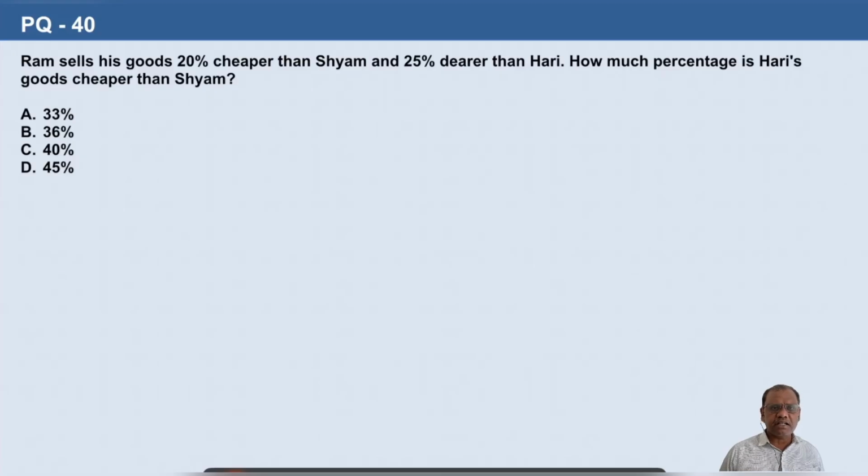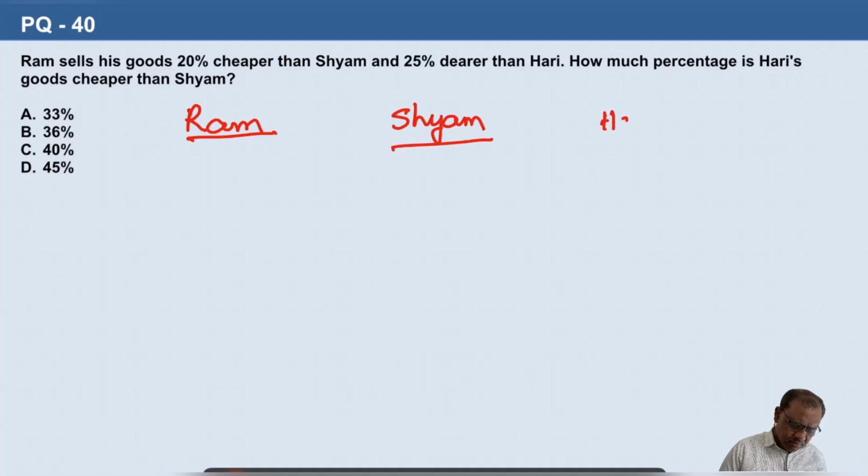Question number 40. Ram sells his goods 20% cheaper than Shyam and 25% dearer than Hari. How much percentage is Hari's goods cheaper than Shyam? So there are 3 friends. One is Ram, second one is Shyam, the other one is Hari.